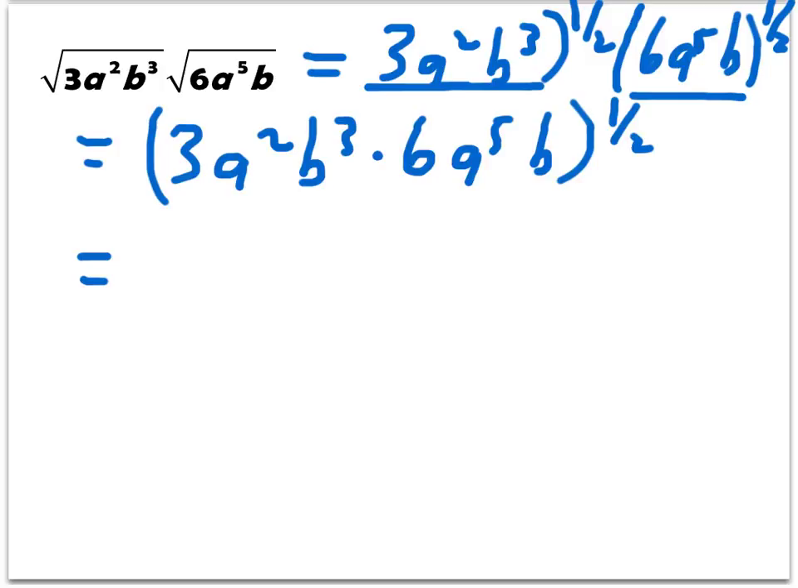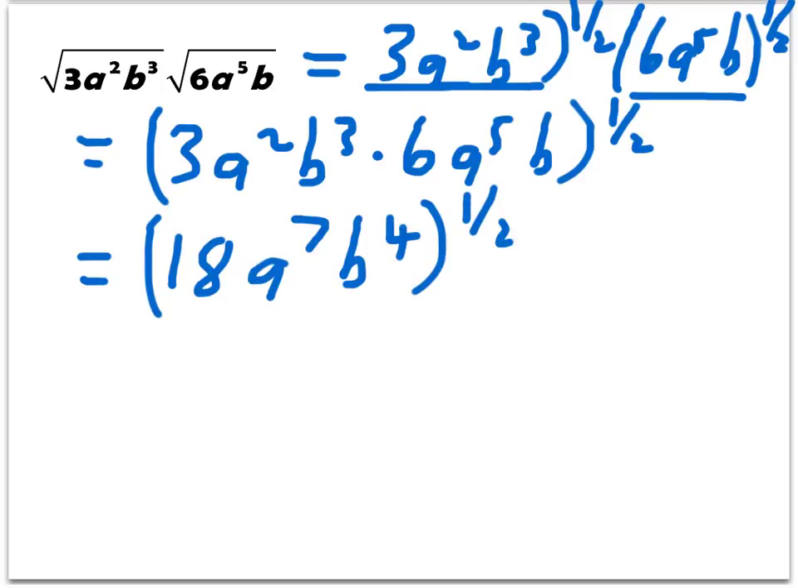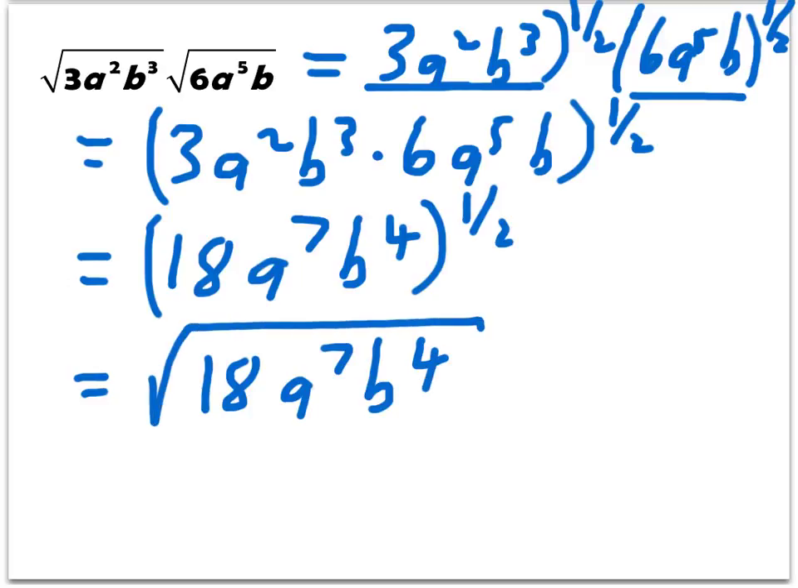Now underneath that power we can simplify things. 3 times 6 is 18. A squared times a to the 5th is a to the 7th, and then b to the 4th power, and this is all to the 1/2 power. There are several ways we could rewrite it from here, but for right now let's just write it in this form: 18a to the 7th, b to the 4th, and we'll take the square root of that. In a minute we'll talk more about how we could simplify that some more, but for right now we'll just leave it in that form.